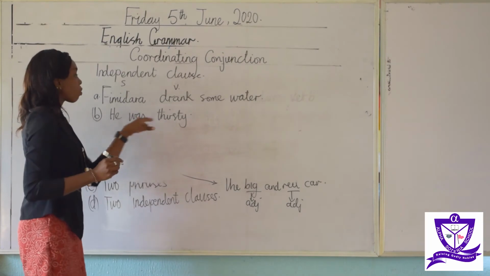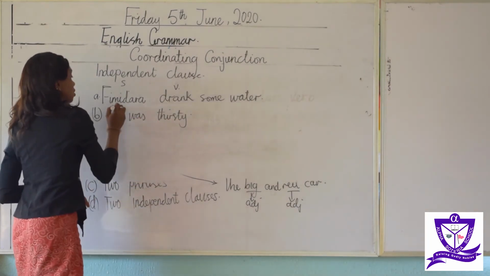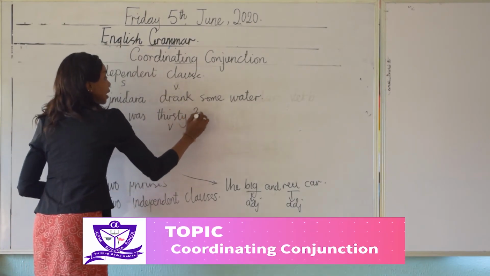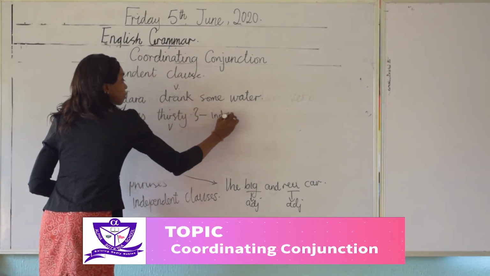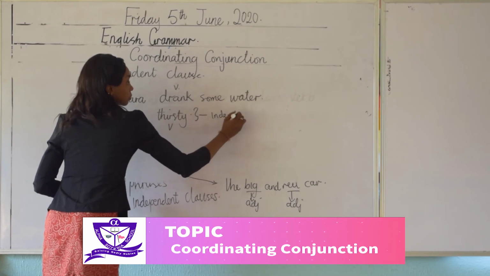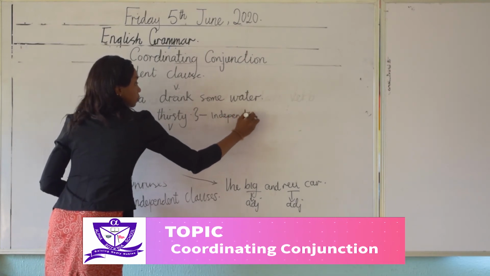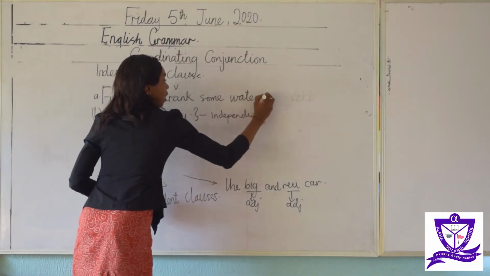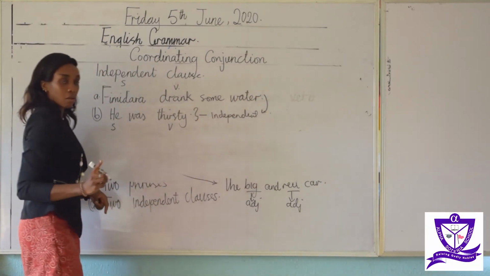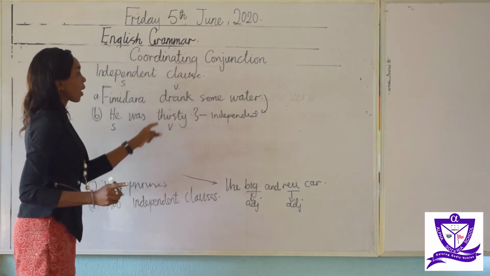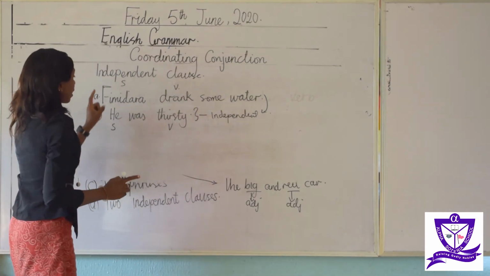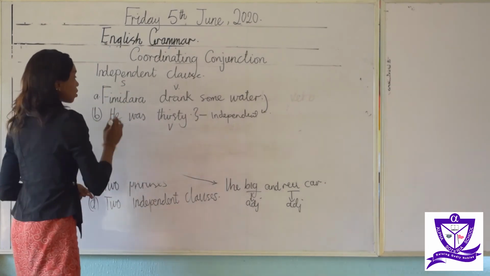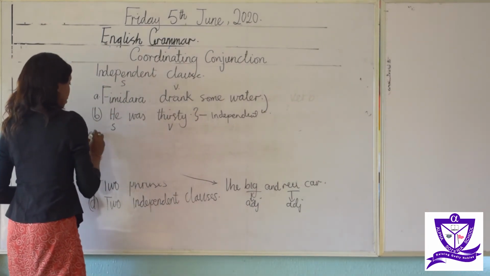Now, he was thirsty. It also has what? The subject and the verb. So this is an independent clause, and this is also what? An independent clause. So these two independent clauses are joined together by what? The coordinating conjunction for. Now let's look at the C part.